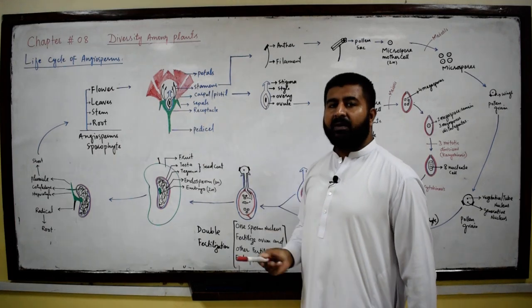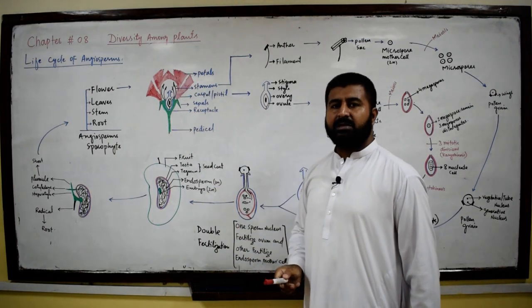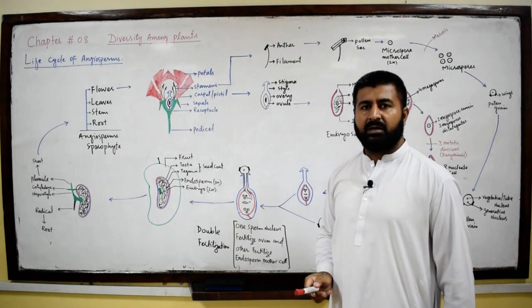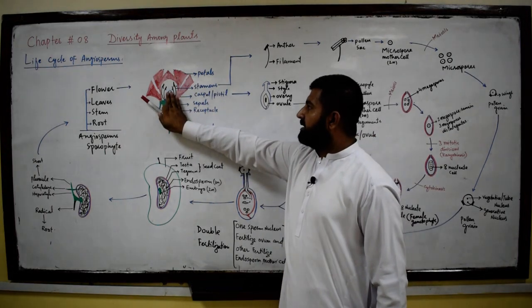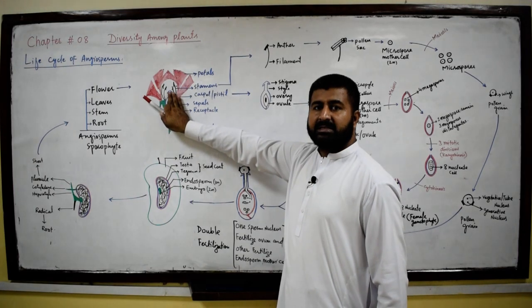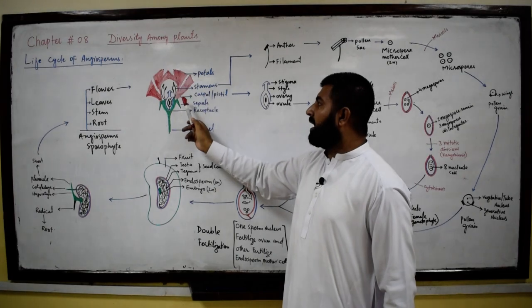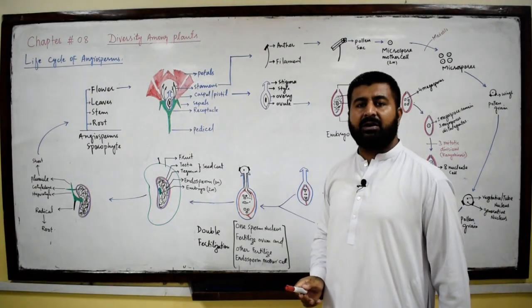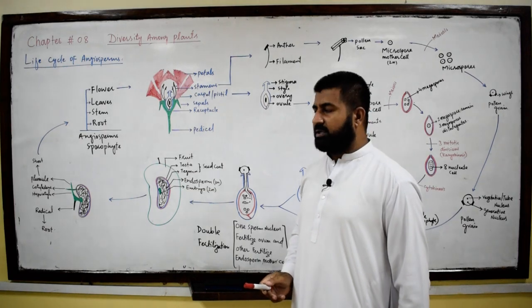As this flower contains both male and female reproductive organs, it is a bisexual flower. Some flowers only contain stamens, and those are known as staminate flowers, while others contain only carpels or pistils. They are known as pistillate flowers. Those flowers are unisexual.